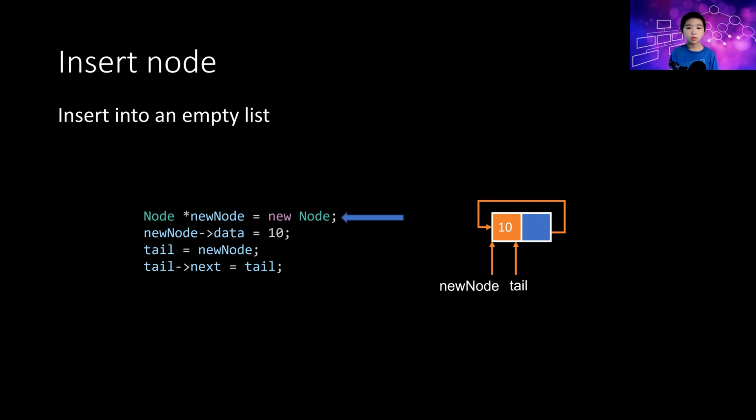First, we create a new node which we're going to insert into the linked list. Second, because this is the only node in the list, it is also the tail. Therefore, we assign the new node to tail. Last of all, we close the circle by assigning this tail's next pointer to itself.